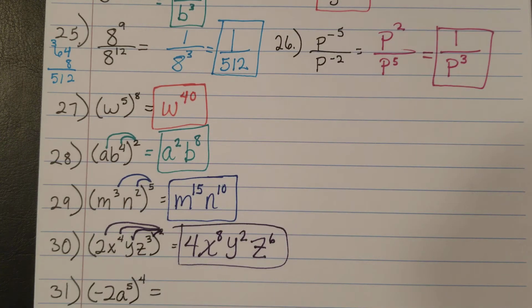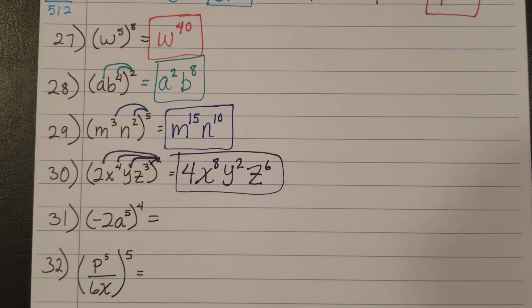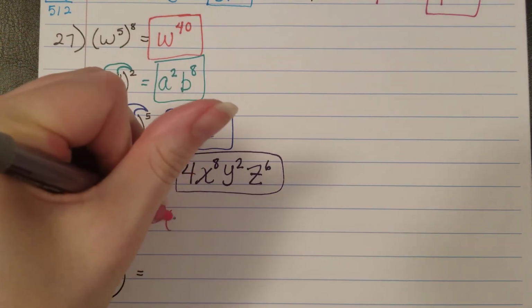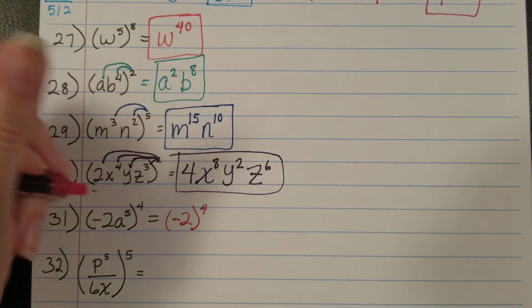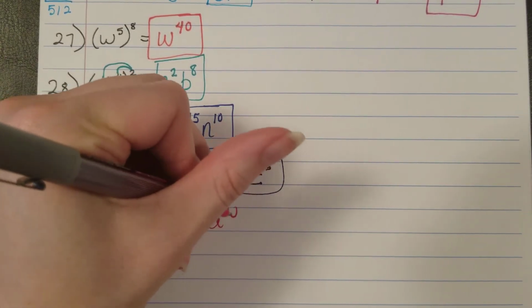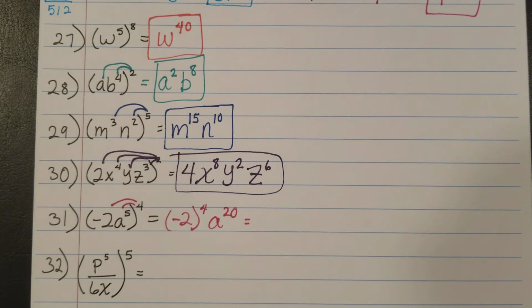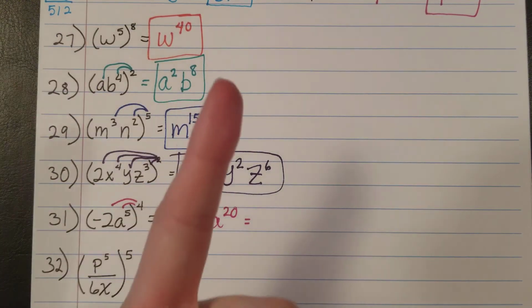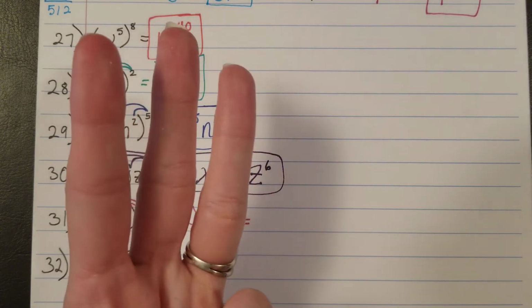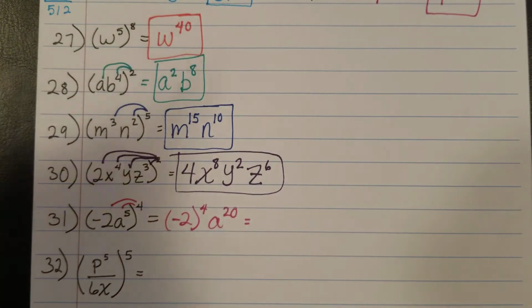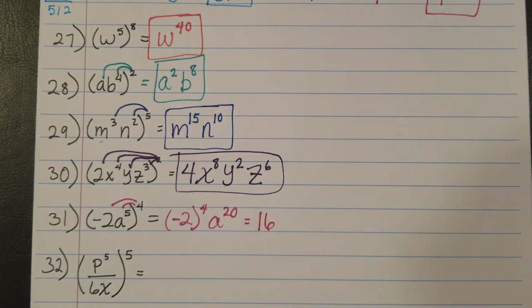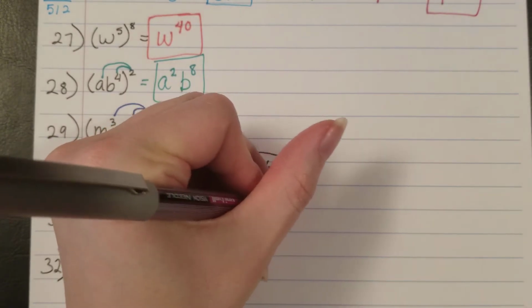Okay, number 31. So negative 2 to the power of 4. That is a negative number raised to an even exponent. 4 is an even number. So I'll go ahead and write negative 2 to the power of 4. And then 5 times 4 is 20, so it's going to be a to the 20. 2 times 2 is 4, times 2 is 8, times 2 is 16. And it's going to be positive 16. So positive 16, a to the 20.